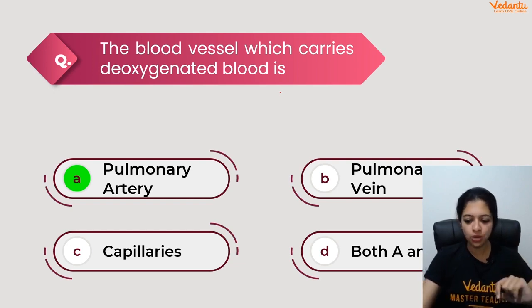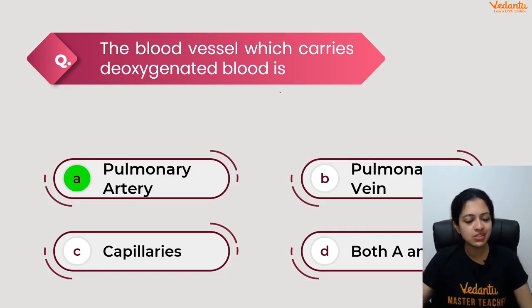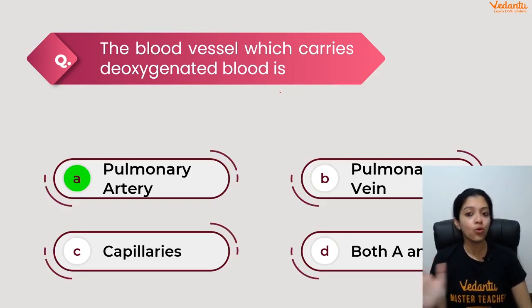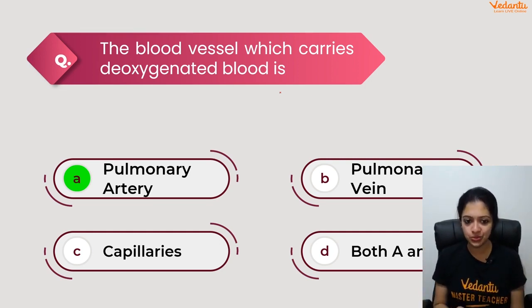For those of you who clicked on both A and B, one ear twisting activity from my side. Okay, because many people have this misconception that whenever there is an option, both A and B or both B and C, don't even read through it. That has to be the answer. No, children. Remember, questions can be a little tricky and confusing. Here the answer is pulmonary artery carrying deoxygenated blood.